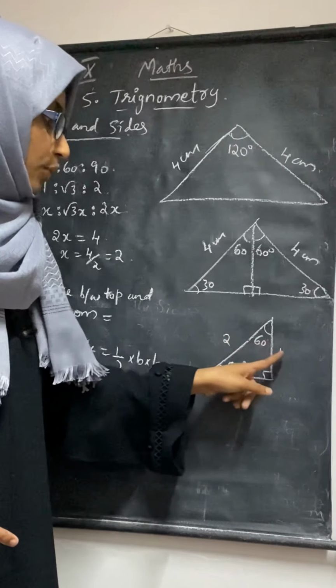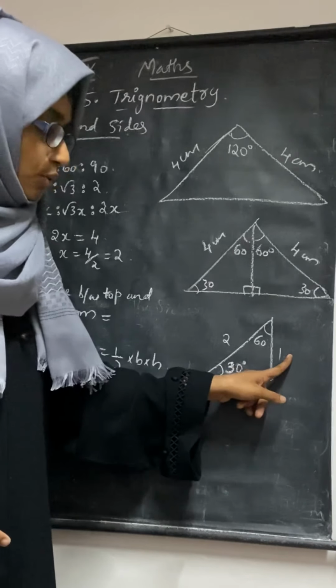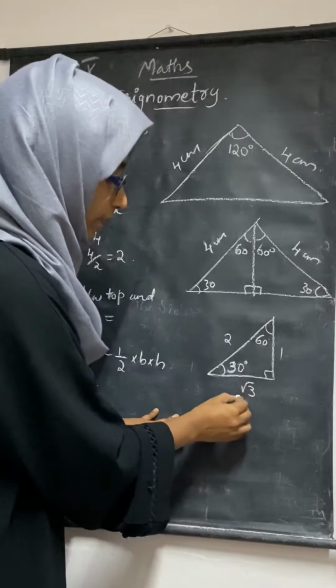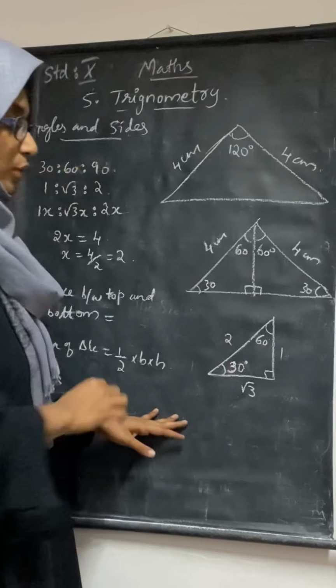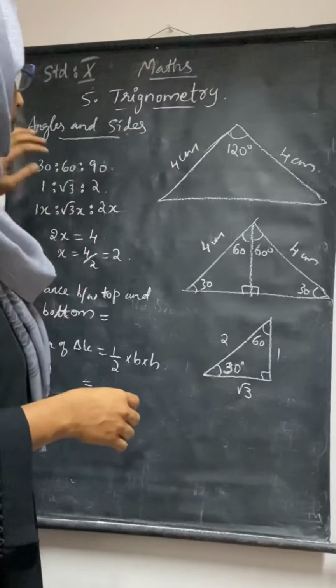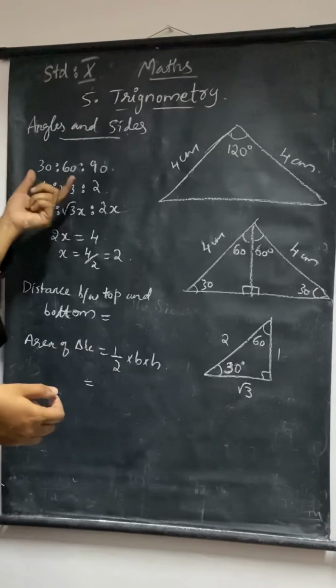So everywhere you have to multiply 2. Here also you have to multiply 2. Here also you have to multiply 2. So that here you will get 2, here you will get 2 root 3, here you will get 4. So that is the thing. While looking at this, you can do it this way. Or else, if you are doing by method, you can do it this way.